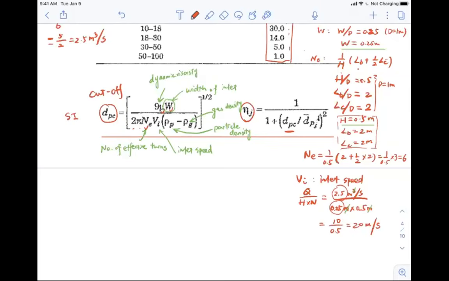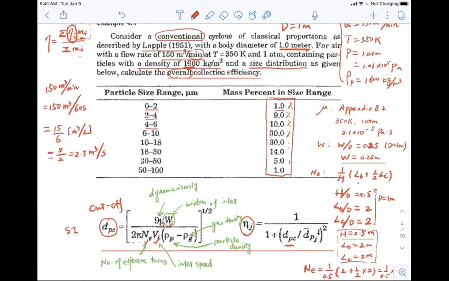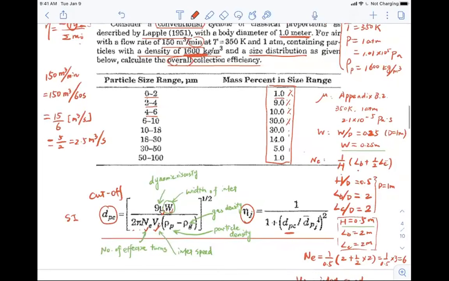Okay, so this is the inlet speed. So we also got this solved. So eventually that's going to be the particle density. And luckily in this problem, it already tells us the particle density is 1600 kilogram per meter cubed. Okay, so this is also solved. And then it's the gas density. So we know that the gas density, especially for air, right?